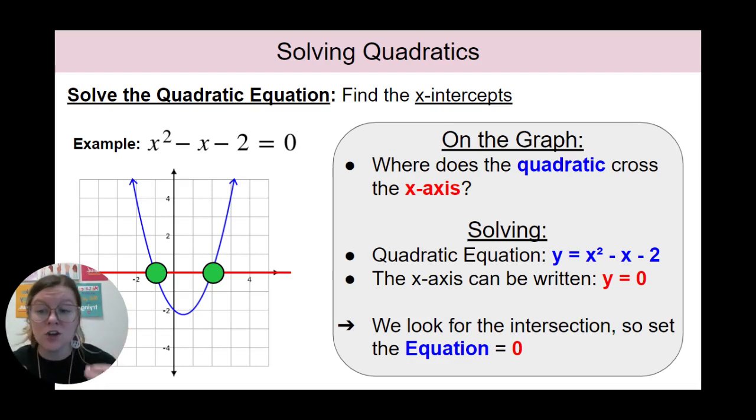And so when we're solving quadratics, every single time when we use factoring, we need to set the equation equal to 0 because we're looking for, hey, where does the blue parabola cross the y is equal to 0 line or the x-axis? I think that's really cool.